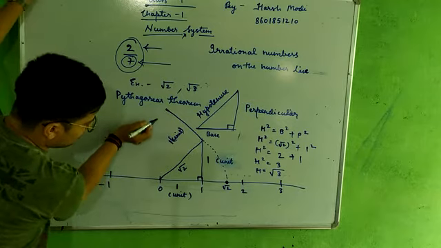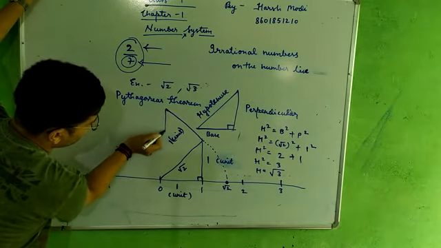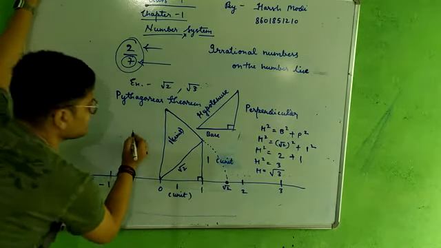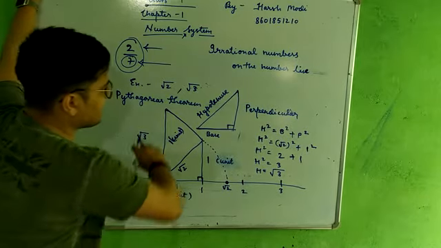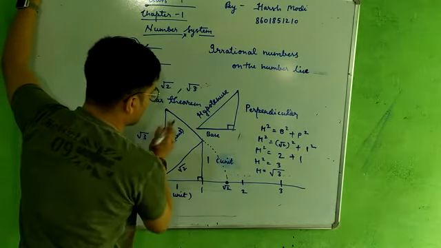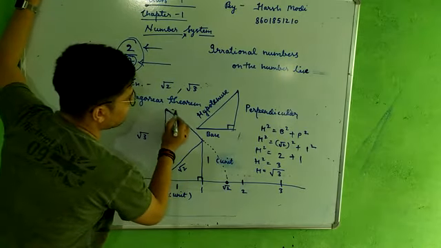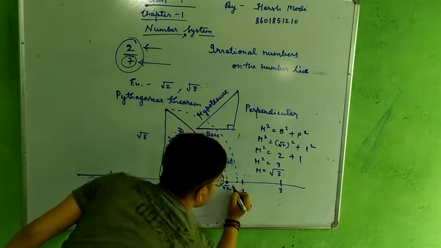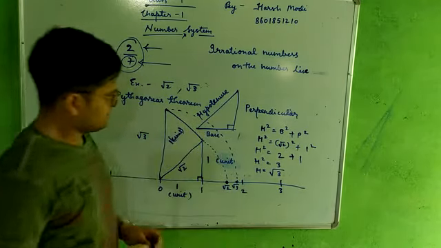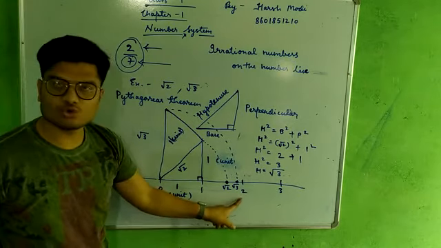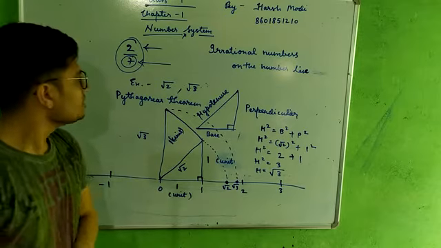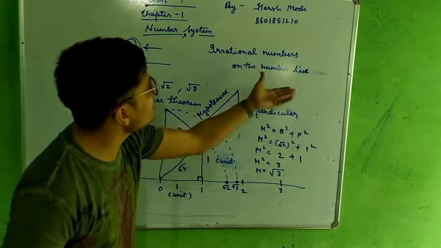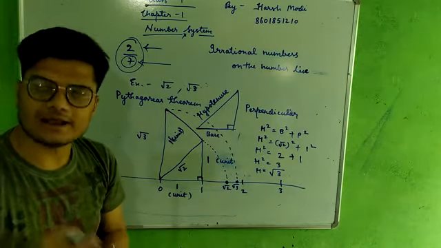So now we will take the distance from here to here. The hypotenuse we are getting is under root 3. Similarly, we will take the arc of this distance and draw it to the number line. We will get the answer as under root 3 on the number line. So in this manner, we are drawing the irrational numbers on the number line.